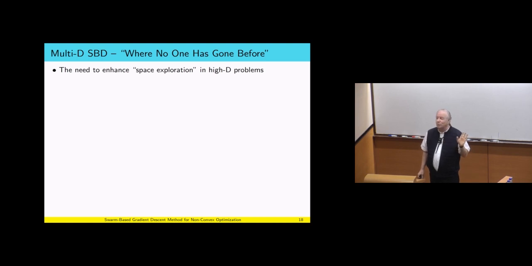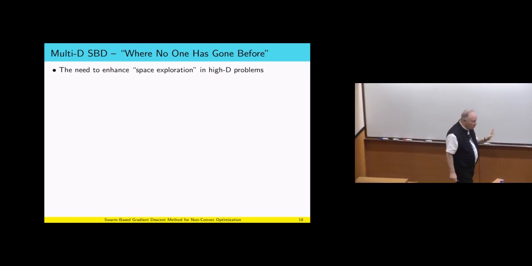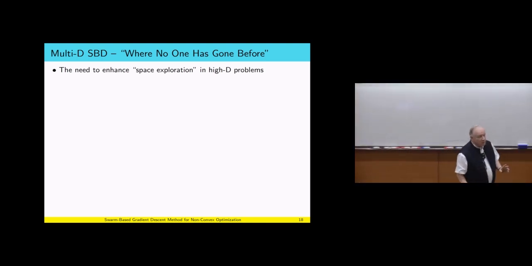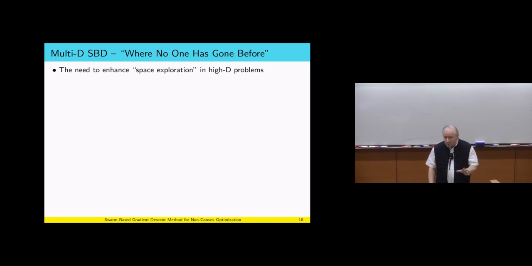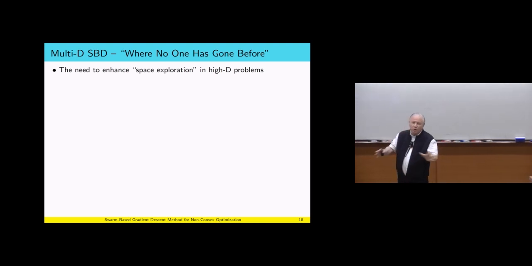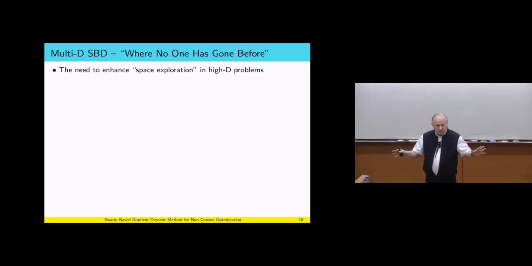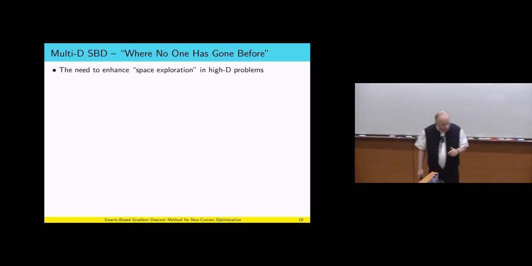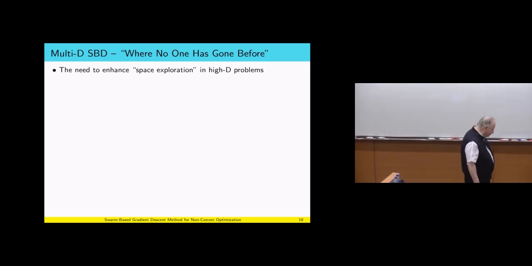So I overruled and I said that we will not go in the steepest descent. The only thing I care is that we will go down. Not the steepest, but we will go down. We will go down, but in a manner that we will explore the space in a better way. So how can we go down and explore the space in a better way? So this is now this chapter where no one has gone before.